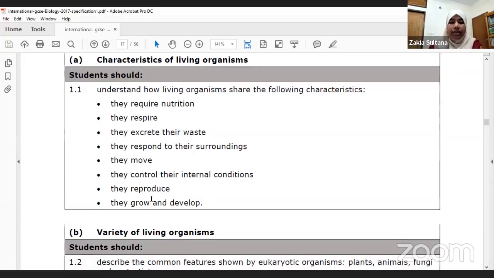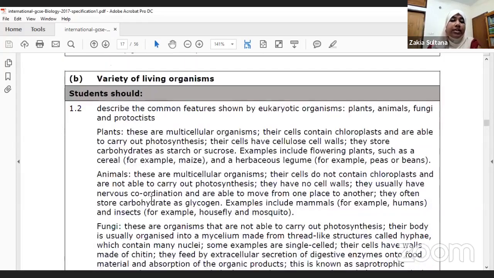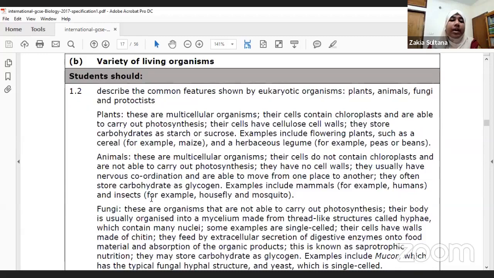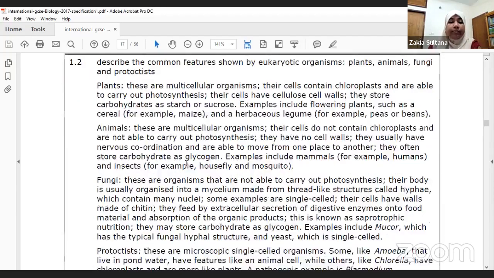Then it comes to the second chapter, where we study the variety of living things. So here you can see they have pointed out so nicely what features you need to study from plants.